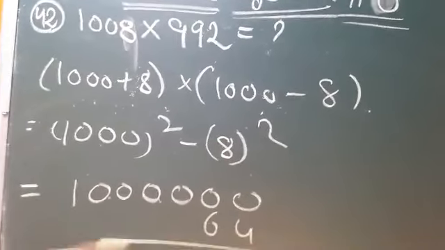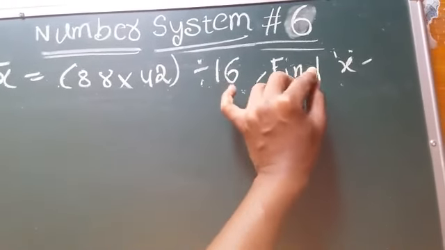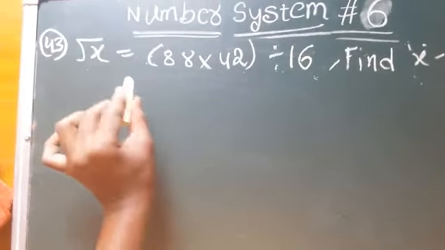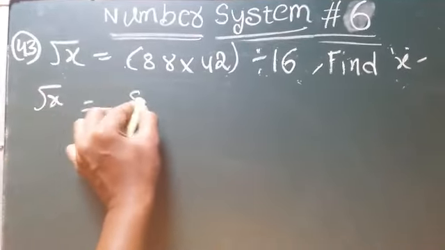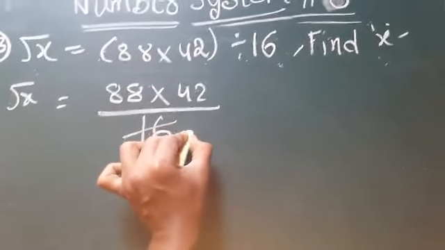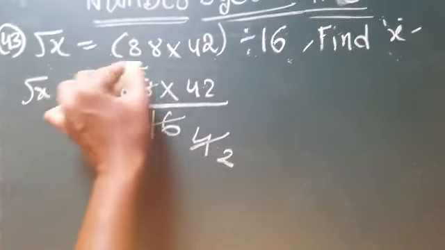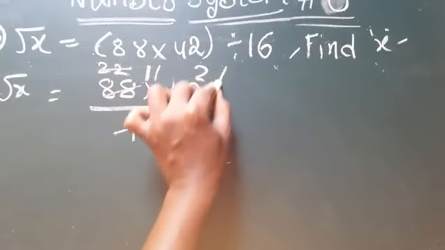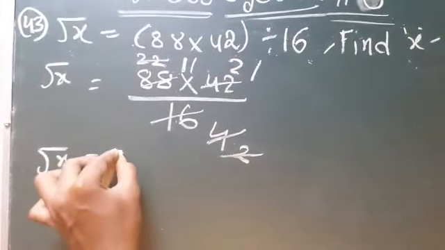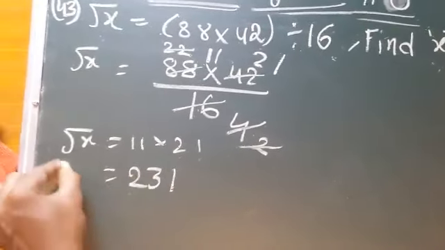See the next question. Root x equal to 88 into 42 divided by 16, and find the value of x. To find the value of x, let us replace this as 88 into 42 divided by 16. Cancel the terms which are divisible. 4 fours are 16, 4 twos are 8, 4 twos are 8. Again cancel with 2: 2 twos are 4, 2 ones are 2, 2 ones are 2. Again it will be cancelled: 2 twos are 4, 2 ones are 2. Root x equal to how much? 11 into 21. If you multiply these two, you will get 231. That is equal to root x.